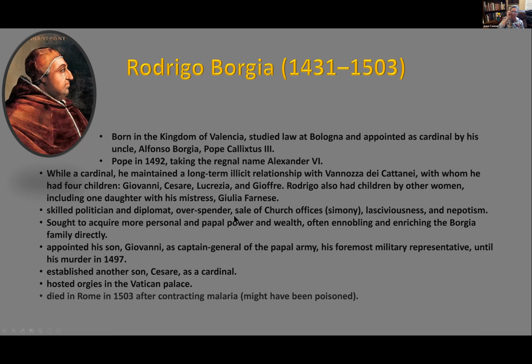He was selling church offices, which is called simony, and which was one of the points that was stressed by Martin Luther when he wrote his 95 Theses. He was known for his lasciviousness and nepotism. He sought to acquire more personal and papal power and wealth, and often gave titles and a lot of wealth to the Borgia family. He appointed his son Giovanni as captain general of the papal army, which was the title for his foremost military representative, until he was murdered in 1497, supposedly by Cesare.